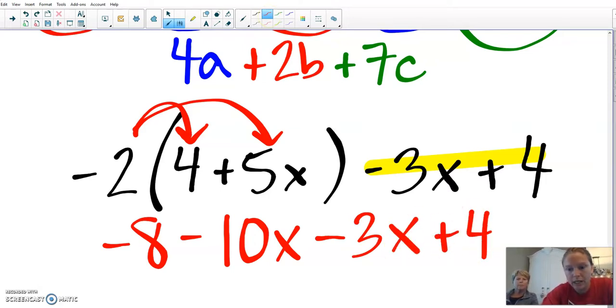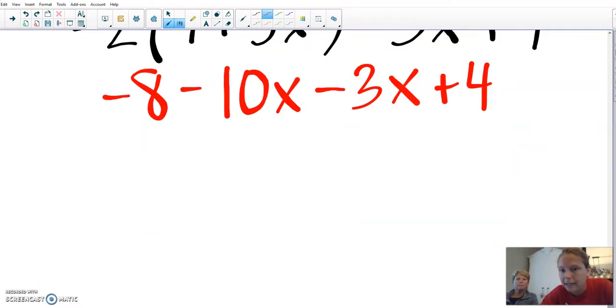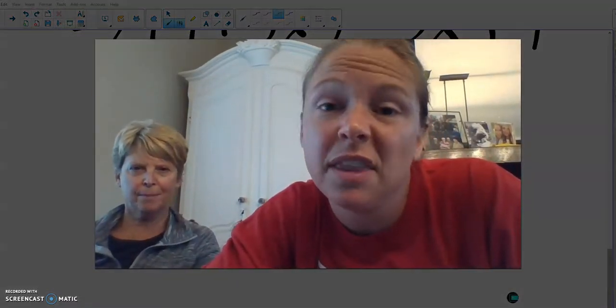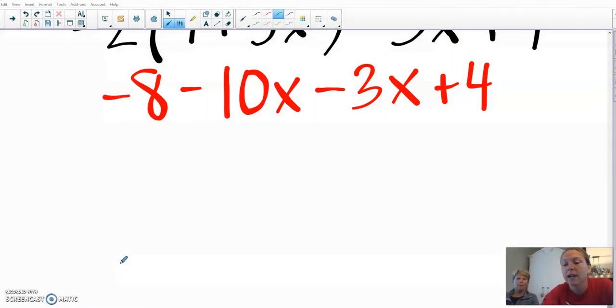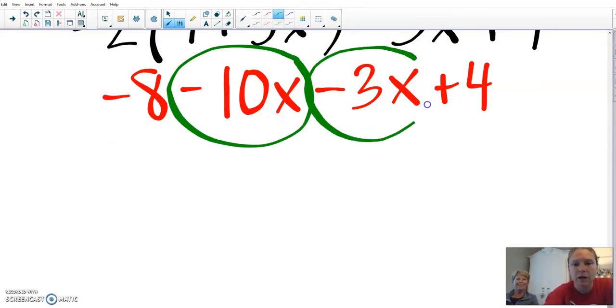Here's where we check. Can we combine anything? Yep. What do you want to combine, Mom? The 10x and 3x. Okay. Now, that's right, but my mom doesn't sit in class with us. If someone were to say that in my class, I would say that's not a 10, that's not a 3. What's in front of them? Oh, negative 10. Negative 10. There you go. I did not tell my mom how to do this before this video. So negative 10 and negative 3.